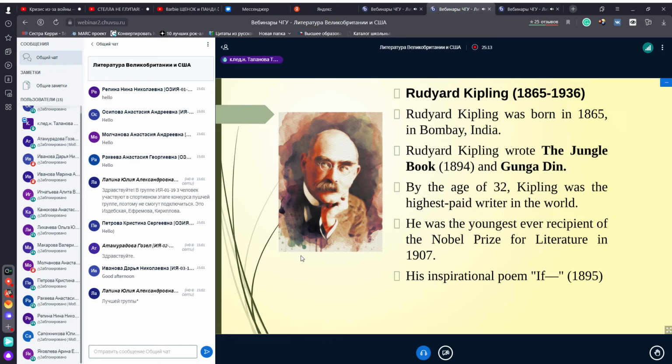After the death of his daughter and the son, the Kiplings lived in a quiet villa in England, and at that period of time, Kipling wrote his famous poem If.